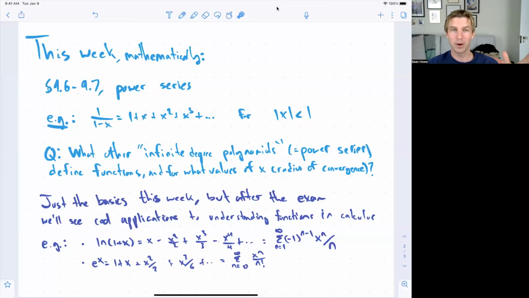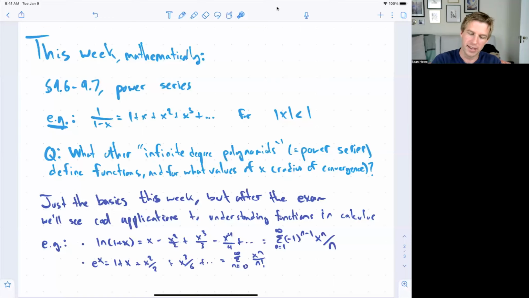Well, for us, the great thing about polynomials is that it's really easy to do calculus with them. It's really easy to integrate a polynomial, and it's really easy to differentiate a polynomial. And what you can hope is that if I have a power series, or infinite degree polynomial, it should be just as easy to integrate or differentiate that. Somehow I should be able to do it term by term.